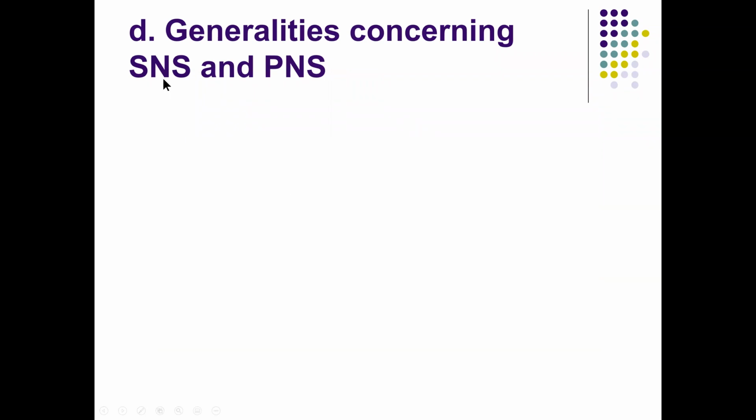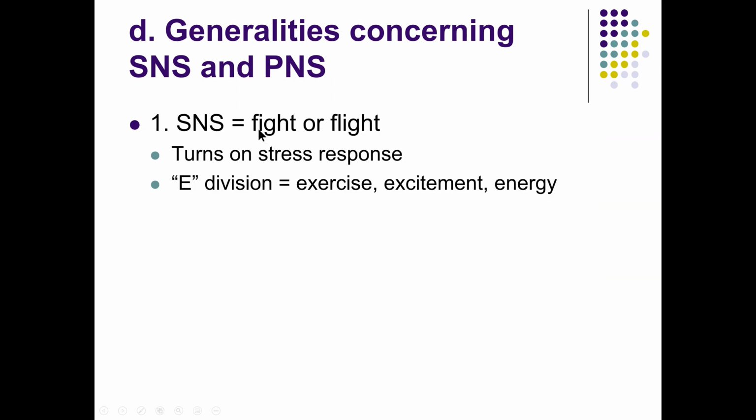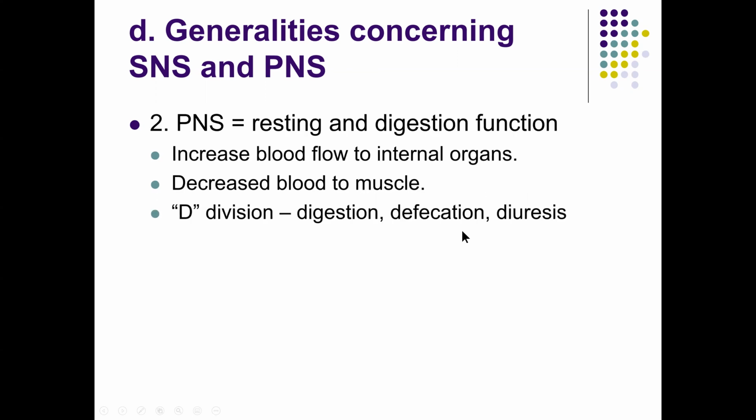Generalities concerning the sympathetic nervous system and parasympathetic nervous system, aka the autonomic nervous system. Sympathetic: fight or flight, turns on the stress response, E division: exercise, excitement, energy. I like to think of the T-Rex chasing me, and I can work through all of this. And so that's how I remember it. I try to give you these little things that you can file away that come in handy three, four, five years from now when you're taking your boards and they ask you about sympathetic and parasympathetic and you didn't study that. If you can remember this, remember the T-Rex and eating the T-Rex afterwards.